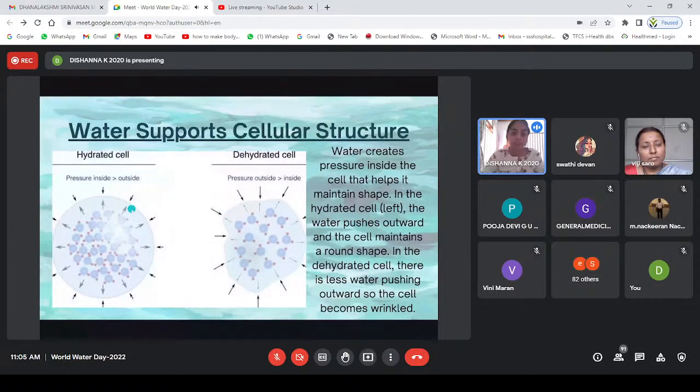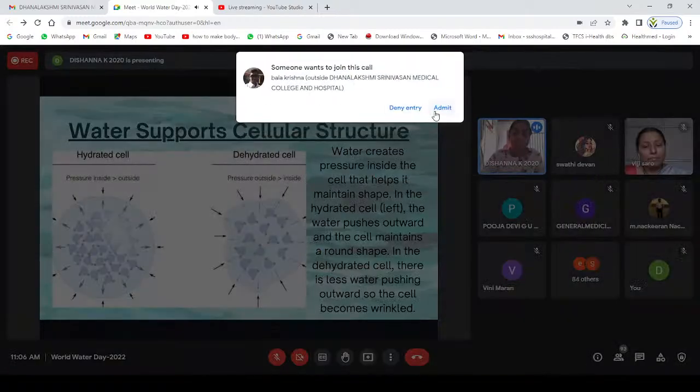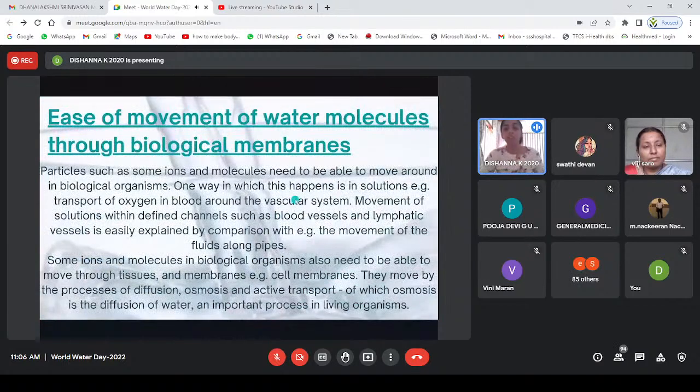This is a hydrated cell on the left and a dehydrated cell on the right. As we can see, the dehydrated cell, as it lacks water, loses its shape. What water does is it creates a pressure within the cell that helps maintain its shape. In the hydrated cell, the water within it pushes outward, and the cell maintains the round shape. In the dehydrated cell, as there is less water pushing outward, the cell becomes wrinkled. Next, ease of movement of water molecules through biological membranes.